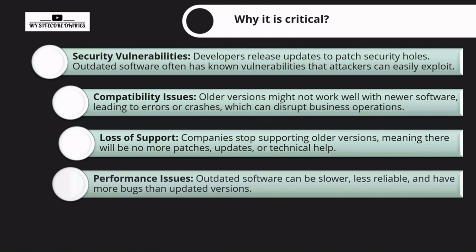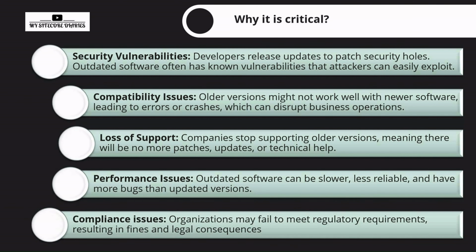So, loss of support. Performance issues. Outdated software can be slower, less reliable, and have more bugs than updated versions. Every time a new version comes, it has performance-related work. Any software you pick, any CMS you pick, they will release a new version. There will be fixes and there will be performance-related changes which need to be done. So performance issues will be there. Compliance issues. Organizations may fail to meet regulatory requirements, resulting in fines and legal consequences. So this is the reason why you should keep updating your software.